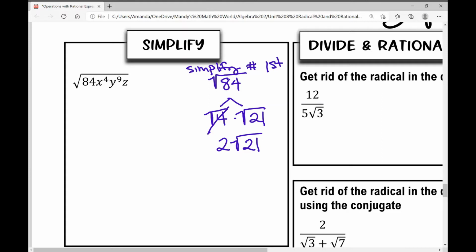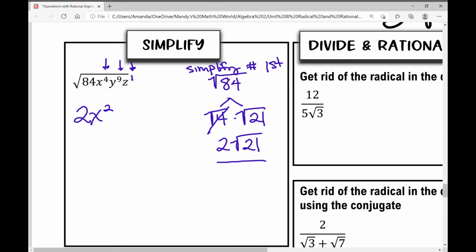And then let's look at the variables. So I have x raised to the power of 4, y raised to the power of 9, z raised to the power of, let's call it, 1. I can write a 1 there. So the trick for simplifying the variables and the exponents is you just take half of the exponent and rewrite that variable with the exponent outside of the radical. So for example, if I'm going to rewrite 2 square roots of 21, I'm going to write 2, and then what else am I going to move out there? I'm going to move out an x, and then I take half of 4, which is 2.